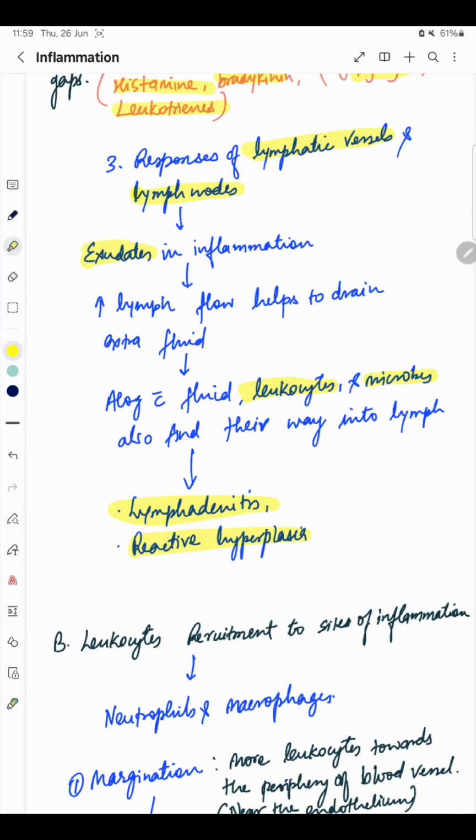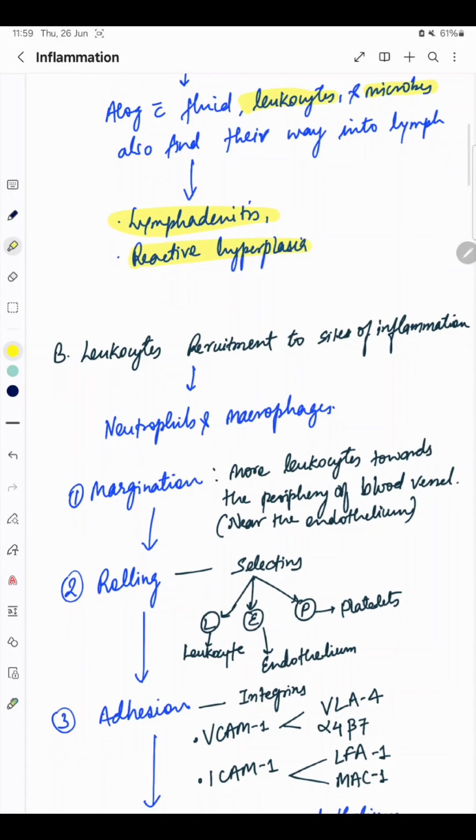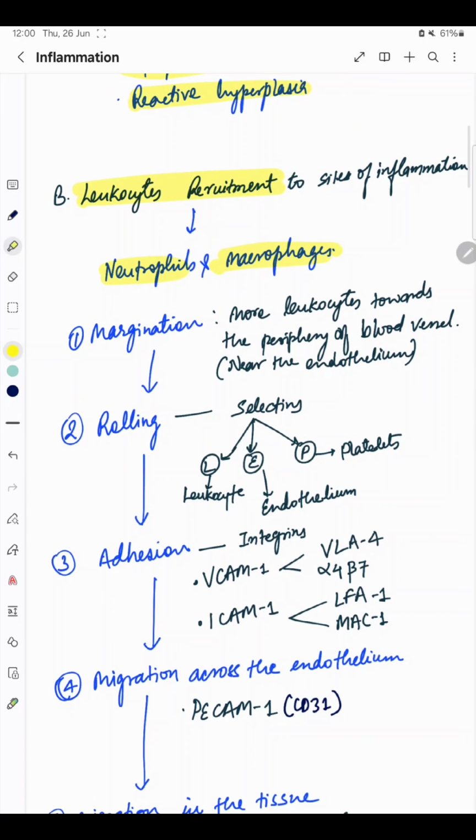Now we will see the leukocyte recruitment to the site of inflammation. How do leukocytes reach the site of inflammation? The major leukocytes we will discuss that are involved in acute inflammation are neutrophils and macrophages. There is a series of events before a leukocyte reaches the site of inflammation.